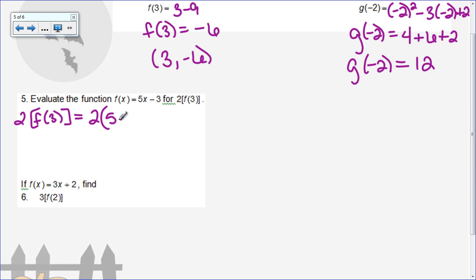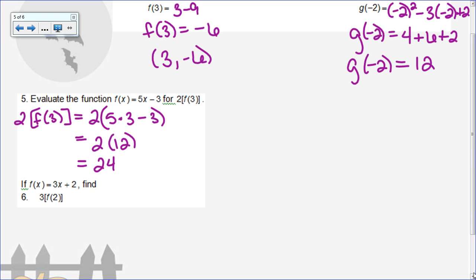So I have 5 times 3 minus 3. And if you'll remember, order of operations, do parentheses first. Well, 5 times 3 is 15, and 15 minus 3 is 12. So I have 2 times 12, so that equals 24. So 2 times f of 3 equals 24.